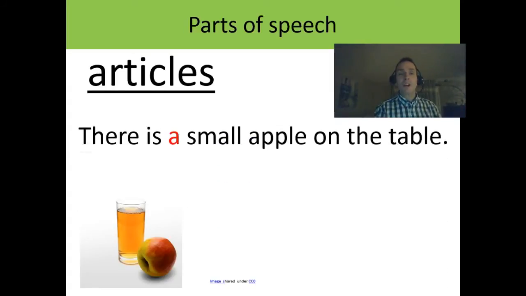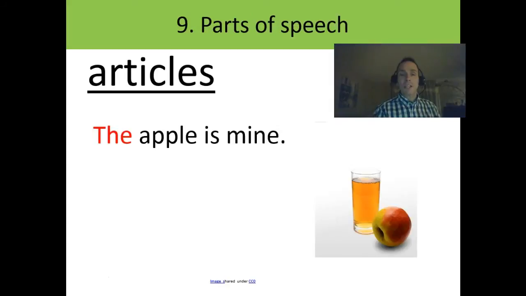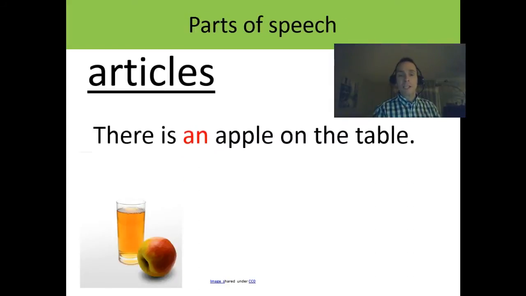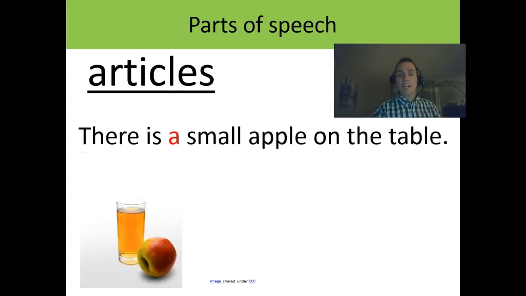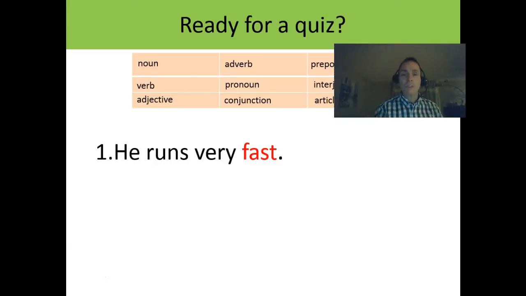And lastly, we've got there is a small apple on the table. So far, we've looked at the, we've looked at an, and we looked at a. And again, in that future video, I'll be talking more about those different types of articles. Now, are you ready for a quiz?